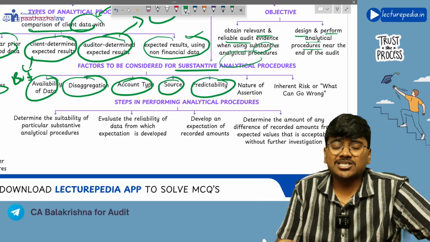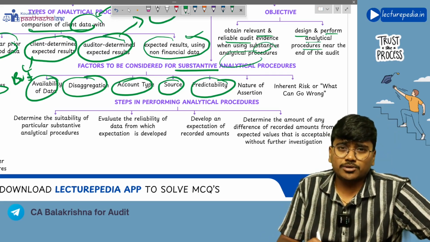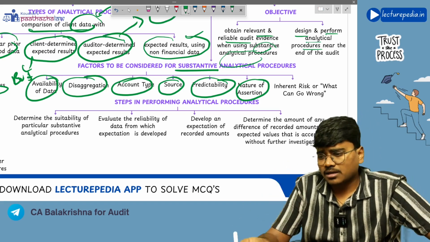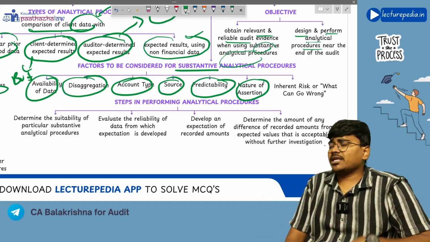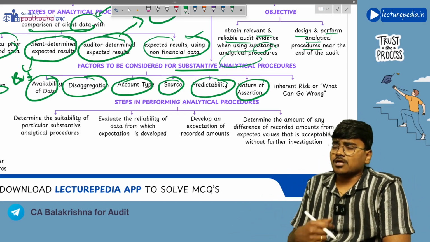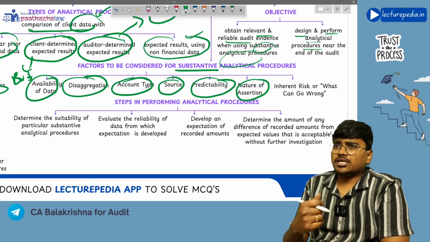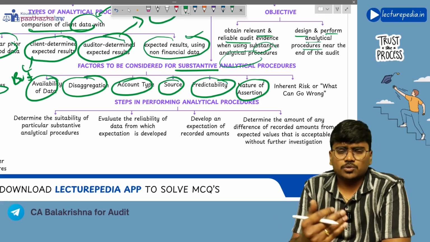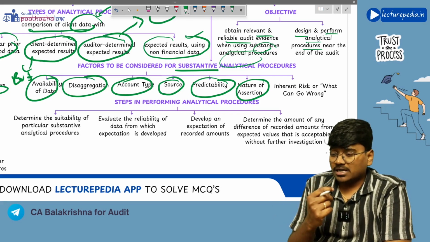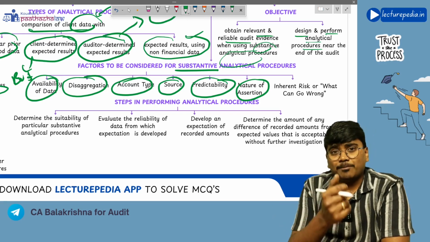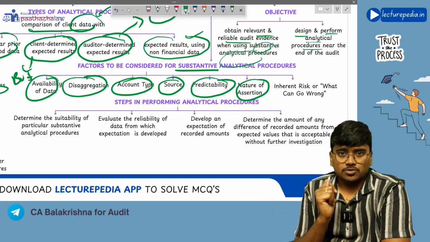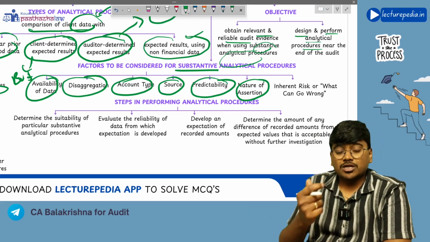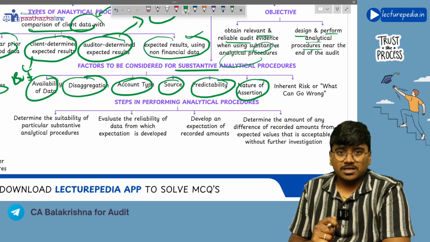If data is not predictable, you cannot perform analytical procedures. Next, nature of assertion that you are trying to address. See, in case of salaries, if the assertion that you are trying to address is, for example, accuracy, then you can use analytical procedure. If you are trying to address the assertion of completeness, then analytical procedure you cannot use. So whether to use analytical procedure or not also depends on which assertion you are trying to address.